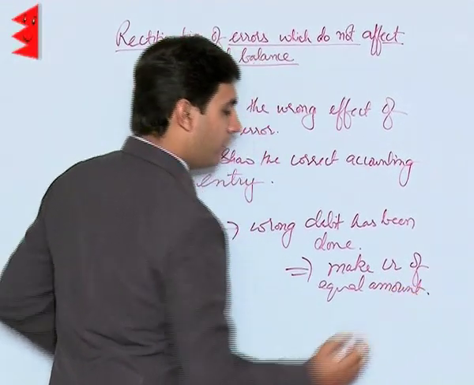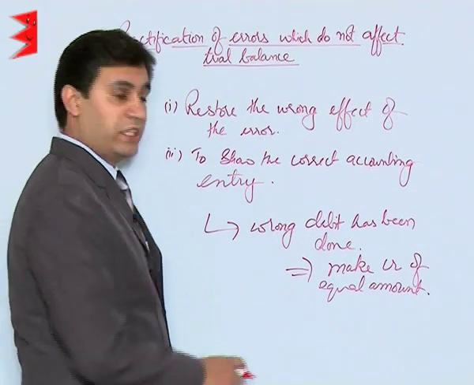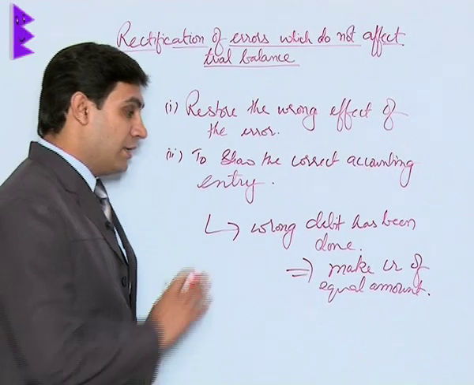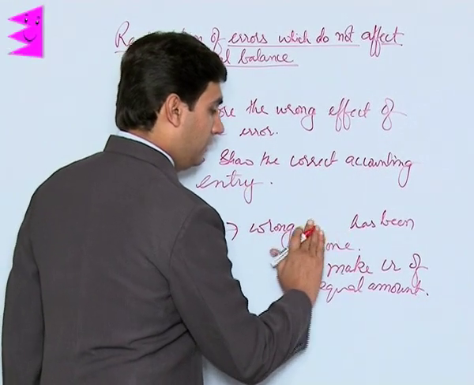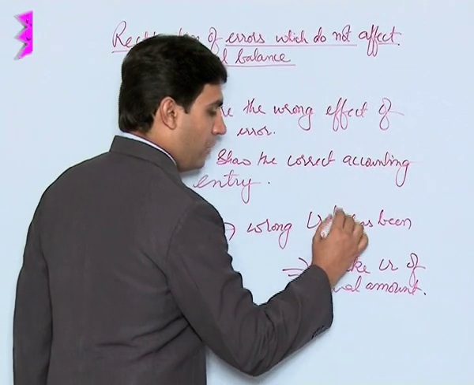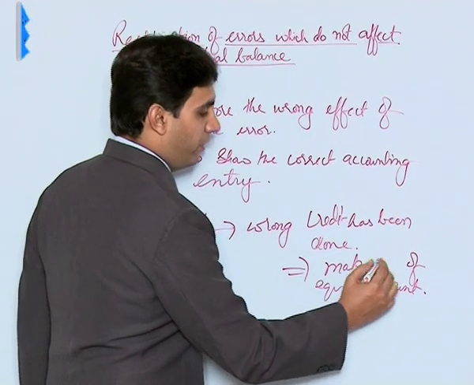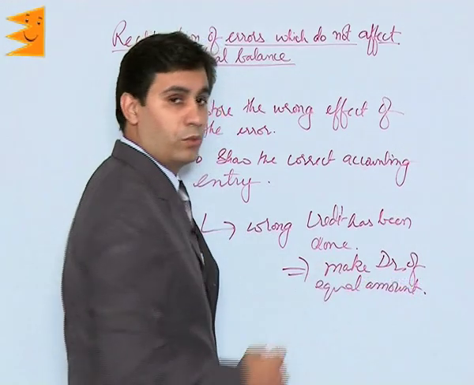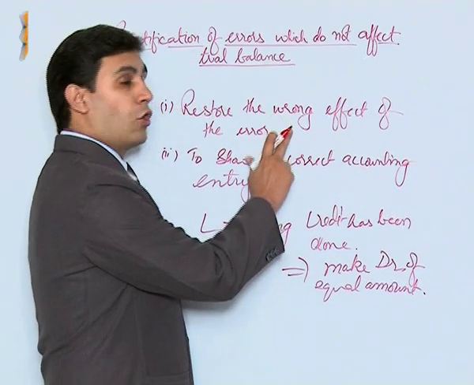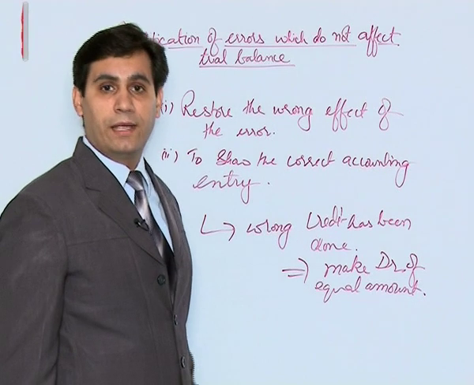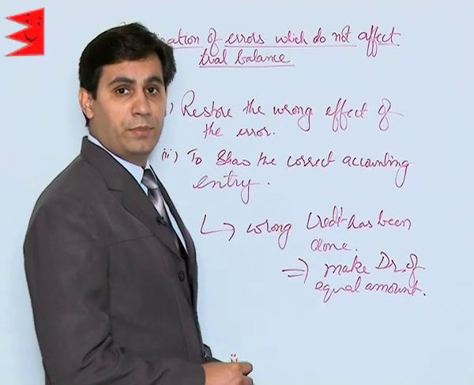Once you make a credit of an equal amount, the effect of this wrong debit would be cancelled, and vice versa. Let's say a wrong credit has been done. Then you should make a debit of equal amount so that the wrong effect is nullified, and then make a correct entry. Let us take an example to understand this.